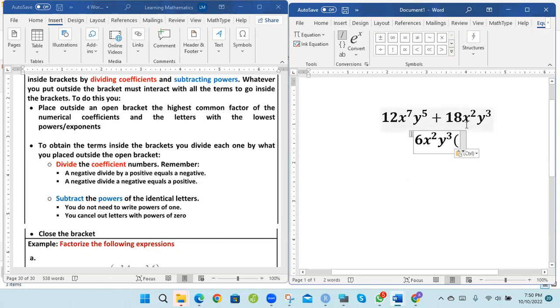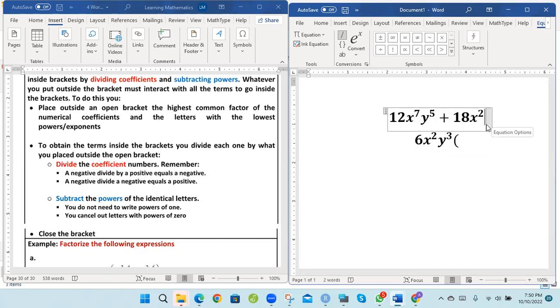The letters have to be common. If it is not common, you cannot put it outside there with the lowest power. For example, if they did not have a y cubed, we can't put y cubed there. It's only x squared we can put there. Okay. Take for instance, you have a z raised to the power of 2.